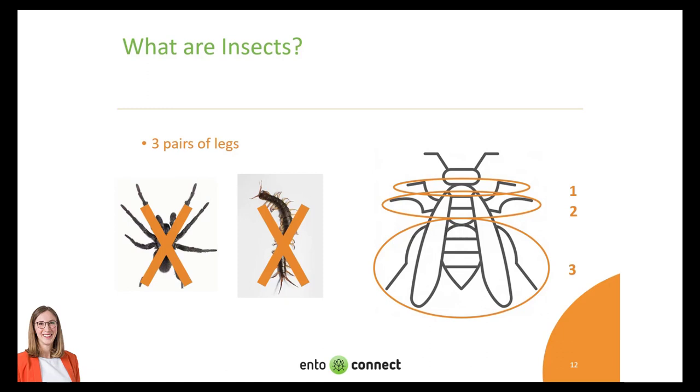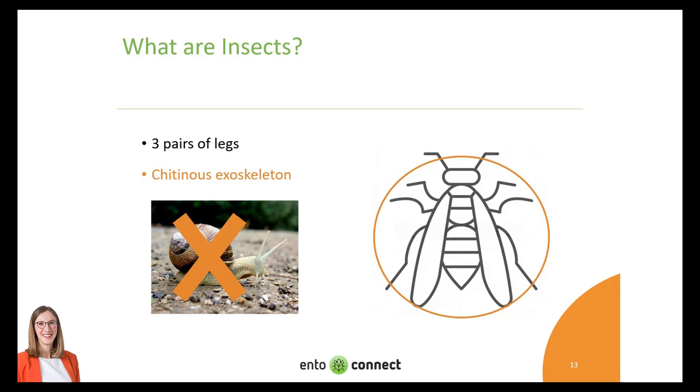Additionally, insects do not have a skeleton as we have, but they have a chitinous exoskeleton. So basically, their firm skin gives them their structure.